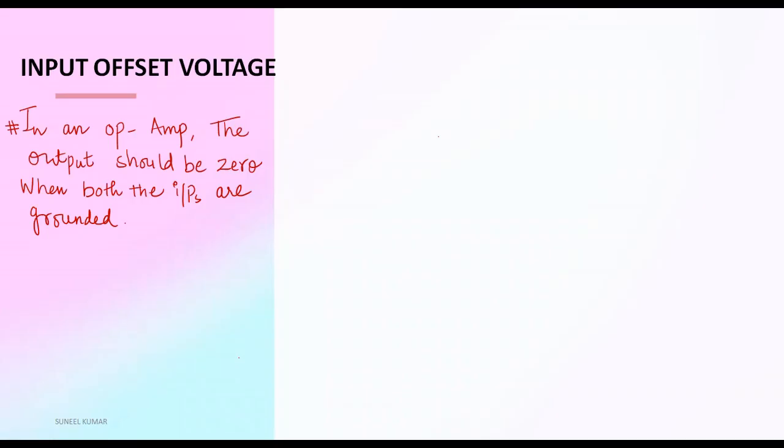But due to some imbalance in the circuitry, in all practical operational amplifiers, there has to be some differential input to give our zero output. But that does not happen. We will get some kind of output even when inputs are zero. So we have to provide some differential input voltage so that we can make this output zero. This small differential input is called the input offset voltage.